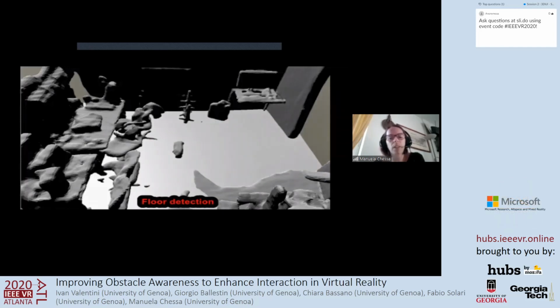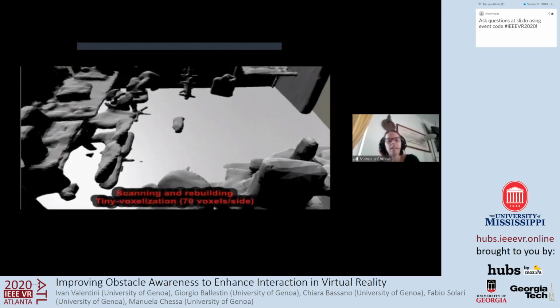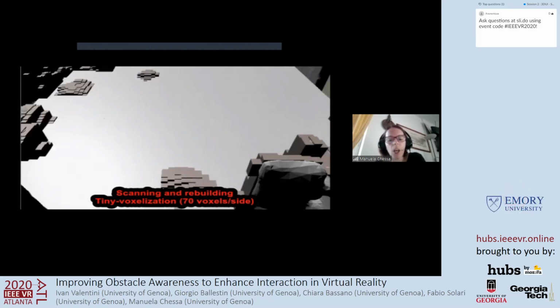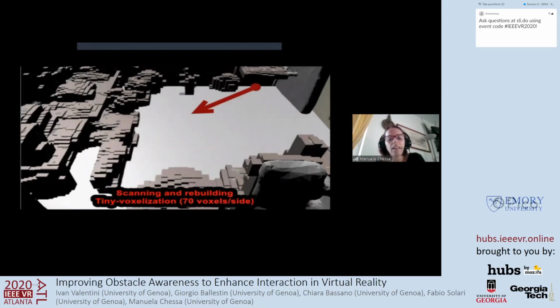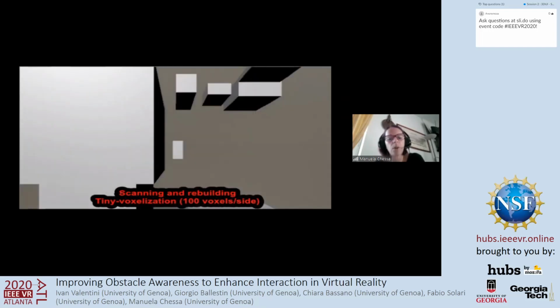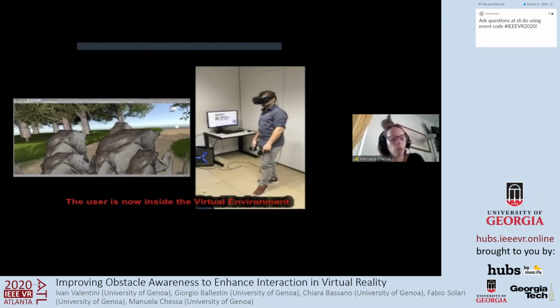We start from the floor detection. So we see the matrix of checkers that scan the scene, and we detect the floor. Then the same matrix scans the scene from the top to the bottom, and we perform the voxelization. We see in this case the voxelization with 70 voxels per side, and then the voxelization with 100 voxels per side. In a few seconds, I will explain the difference. Then we perform the clusterization, and the last step is to build the virtual reality scene, and the user is now inside the virtual environment, and we will see our evaluation in the results.